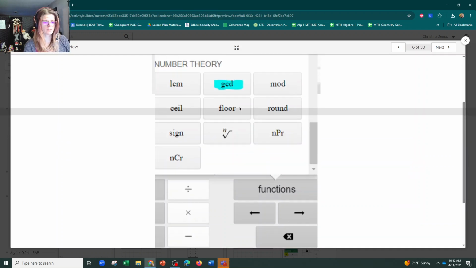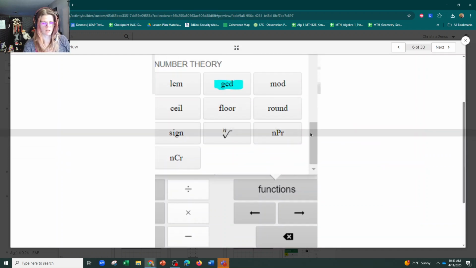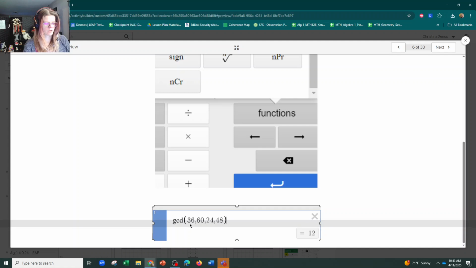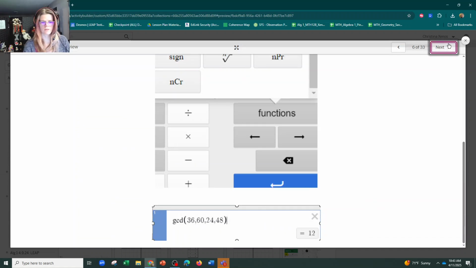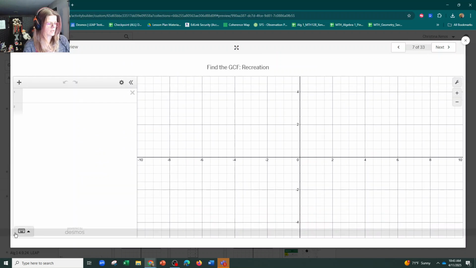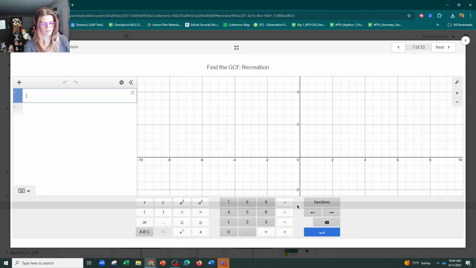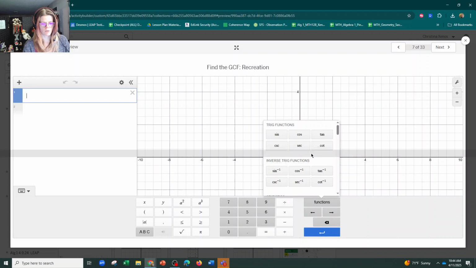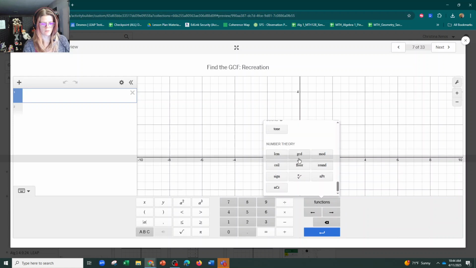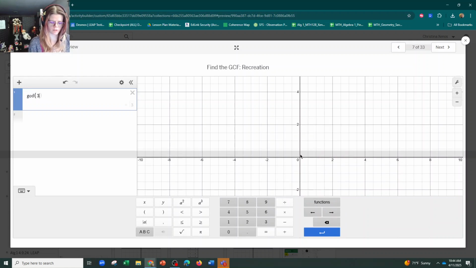We're going to click on functions. We're going to find GCD, which is at the bottom of the menu. And we're going to find the GCD of 36, 60, 24, and 48 on the next slide. So once again, I'm opening the keyboard, clicking on functions, and we're going to scroll all the way down to find GCD. And what was it?